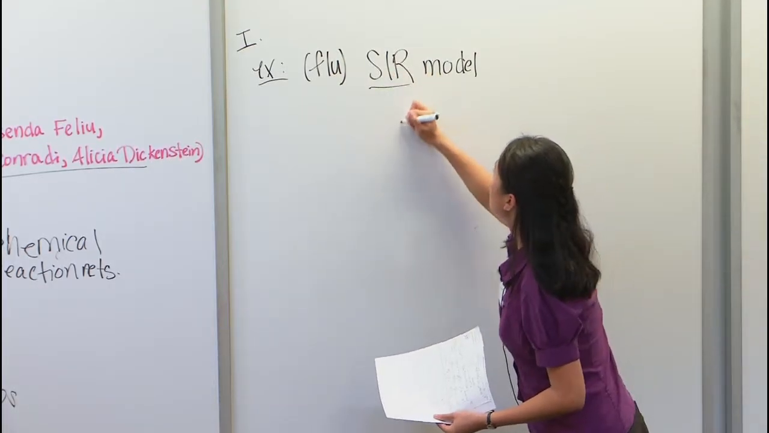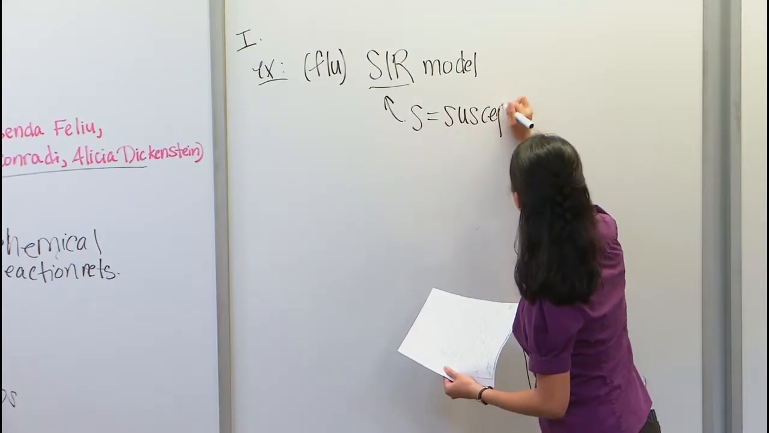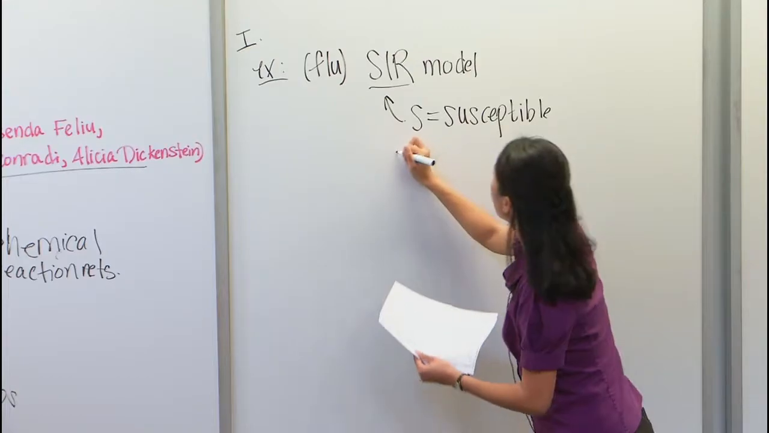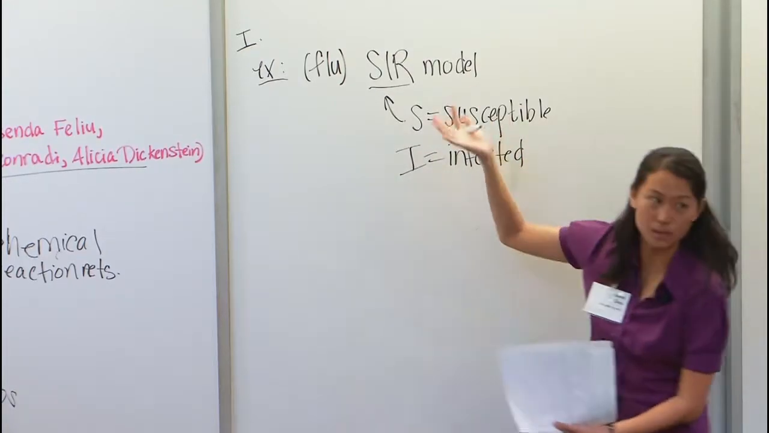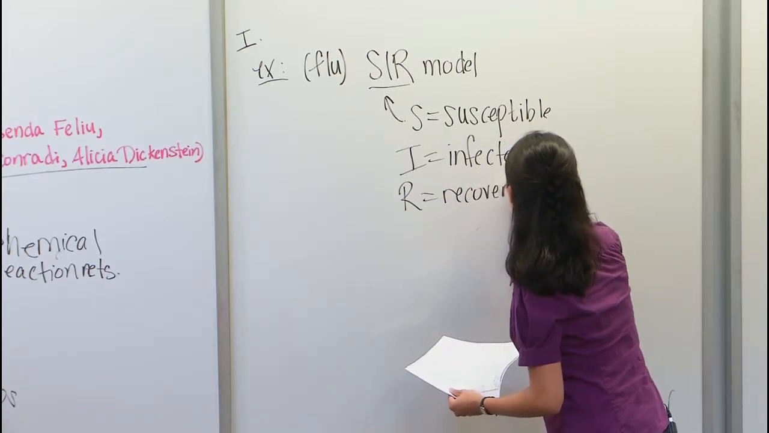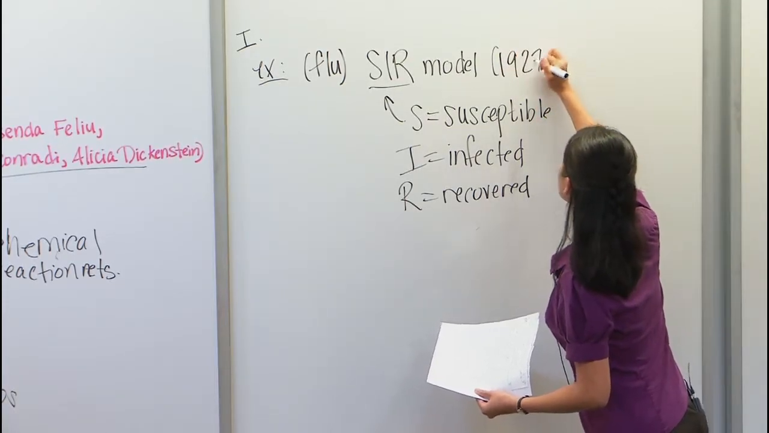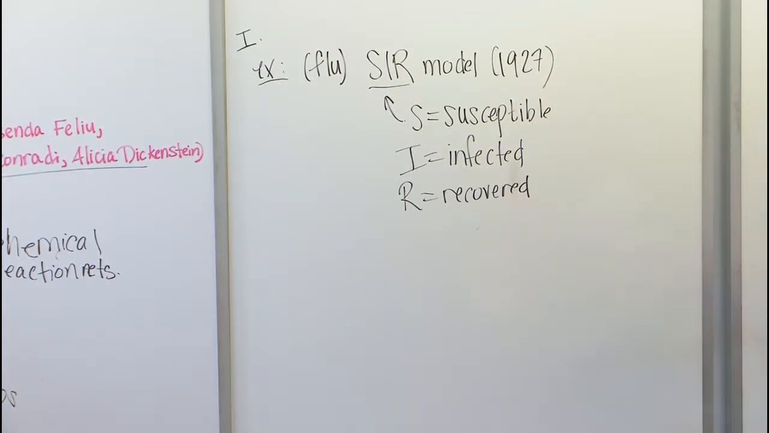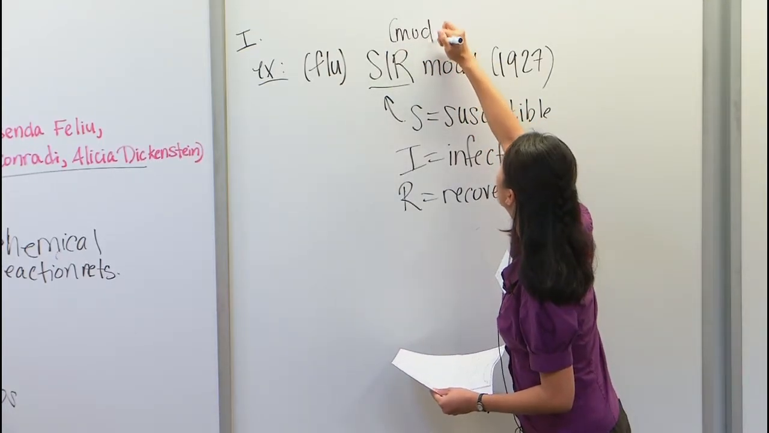SIR stands for 3 words. S is for susceptible. I is for infected, infected with the flu in this case. And R is for recovered. The SIR model was first presented in 1927, but I want to give just a modified version that's a bit more realistic for the flu. Okay, so let's just say modified.